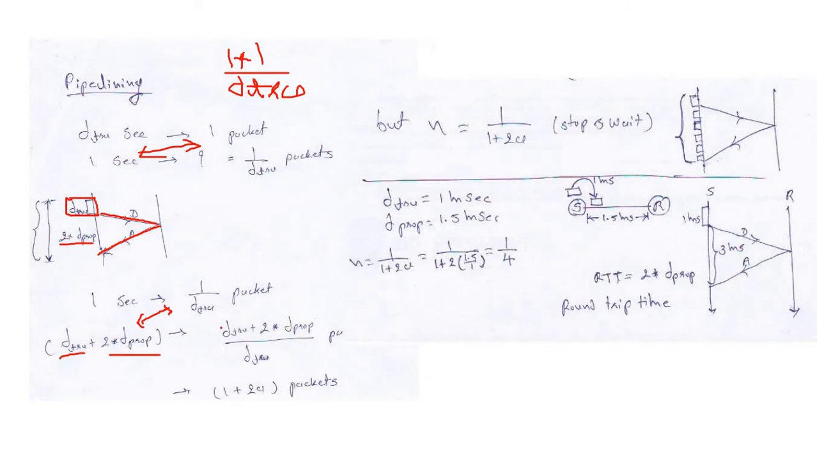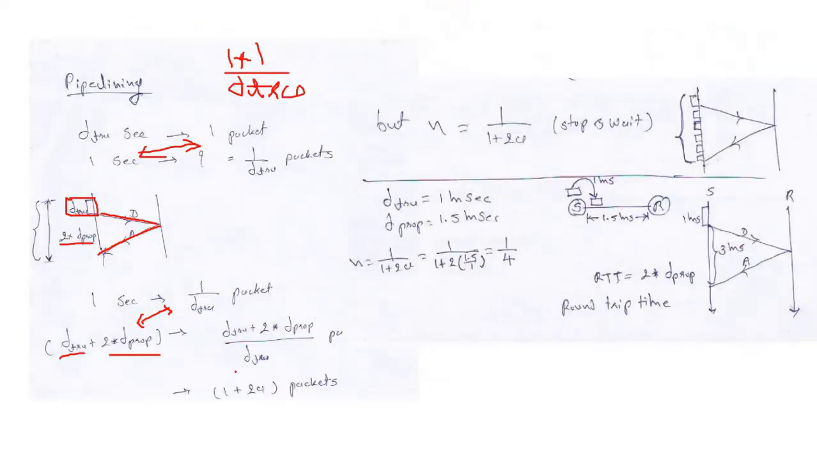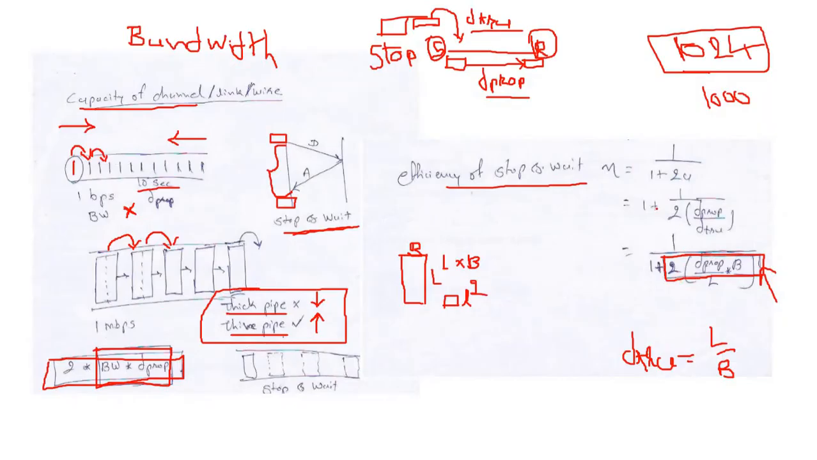Now, what exactly is this equation saying? Let's see here again. It means 1 plus 2a. Let's see 1 upon 1 plus 2a. It is 1 plus 2 into delay of propagation multiplied by b divided by l.